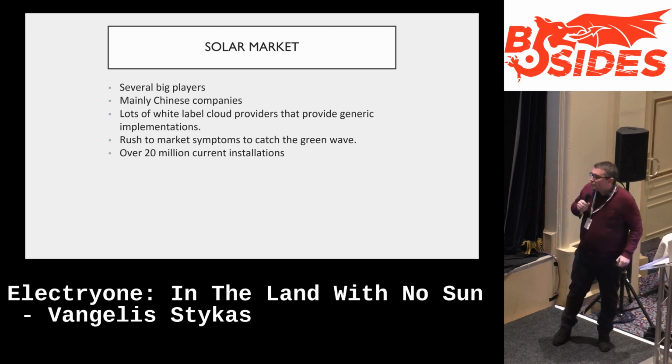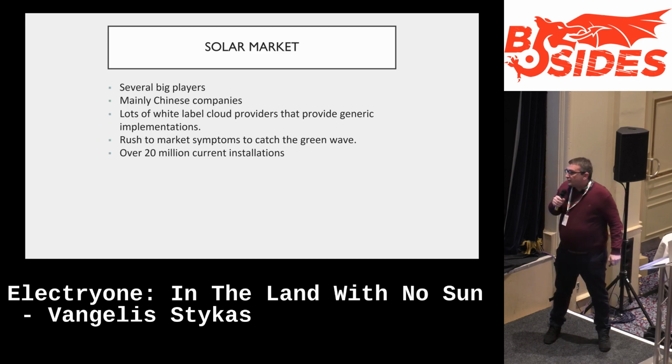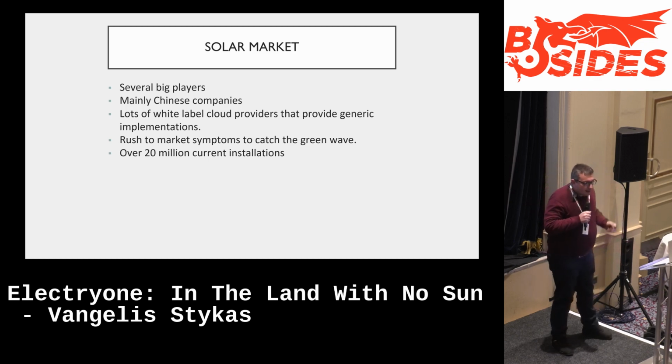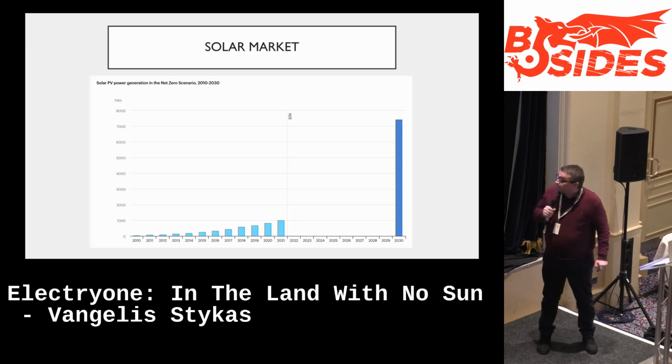So, what can we see in the solar market? There are 10 big players. They're mainly Chinese companies. Lots of white label cloud providers that provide generic implementations. We're going to look at some of them. The huge numbers that you saw before have generated a lot of rush-to-market symptoms to catch the green wave and the Green Deal. And there are over 20 million current installations.